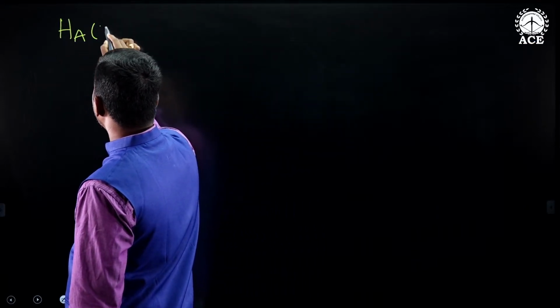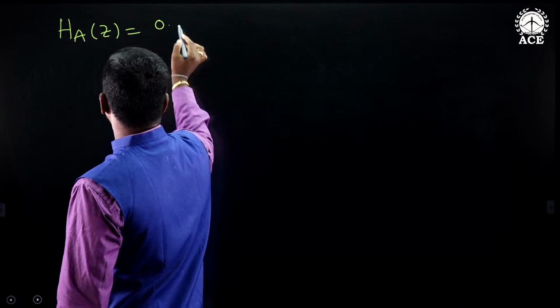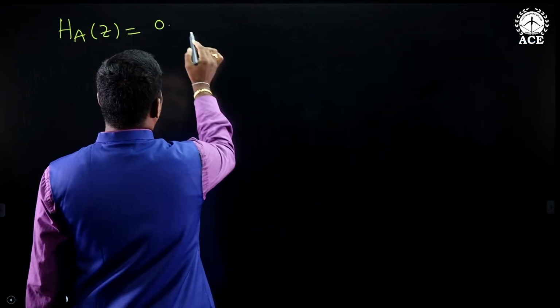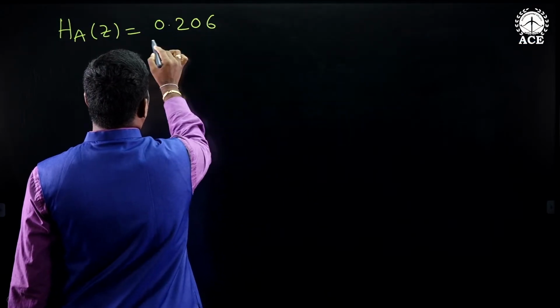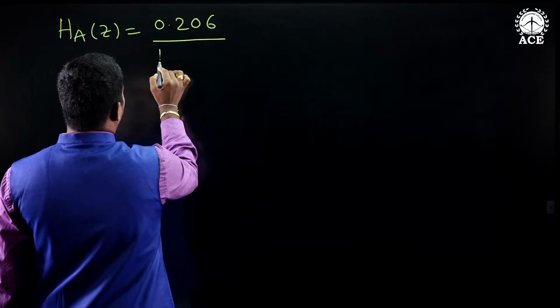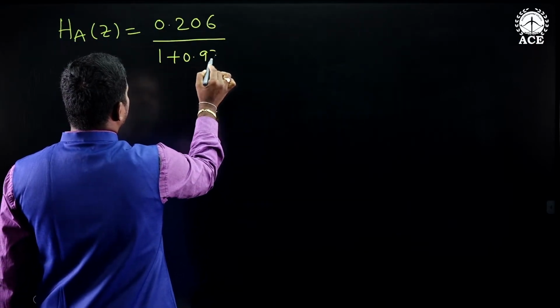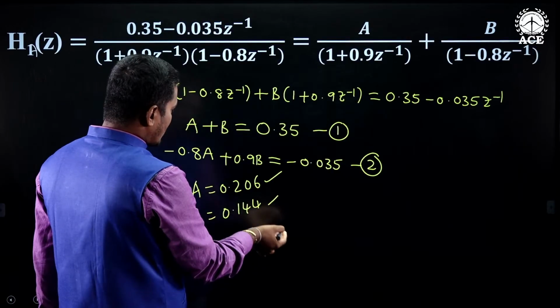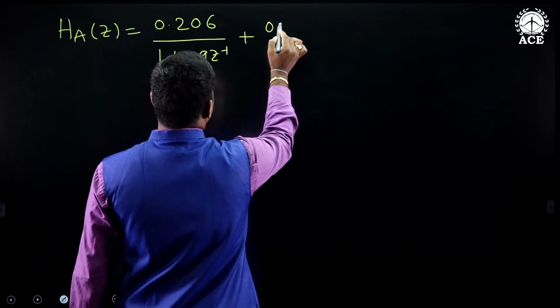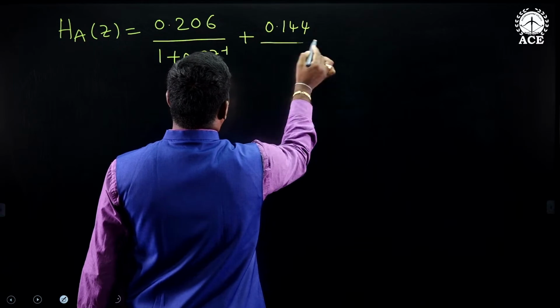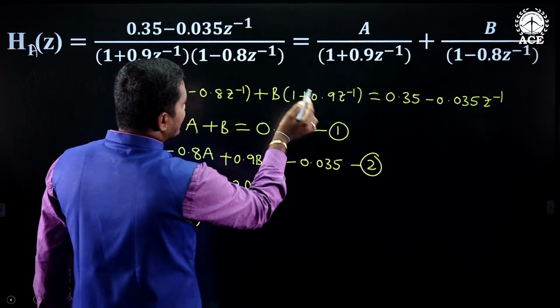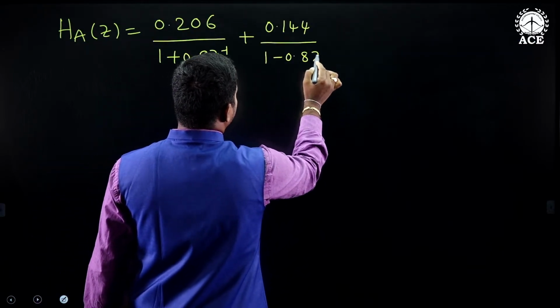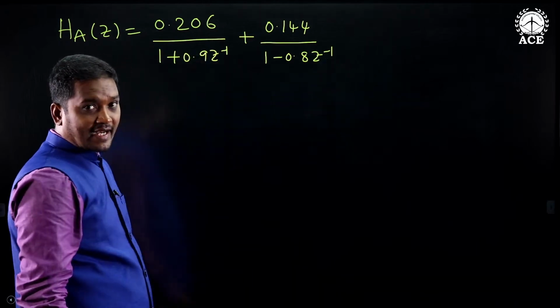HA of Z equals 0.206 divided by 1 plus 0.9 Z inverse, plus 0.144 divided by 1 minus 0.8 Z inverse. Yes, we got HA of Z, right?